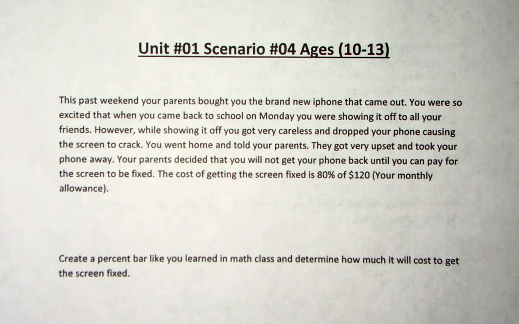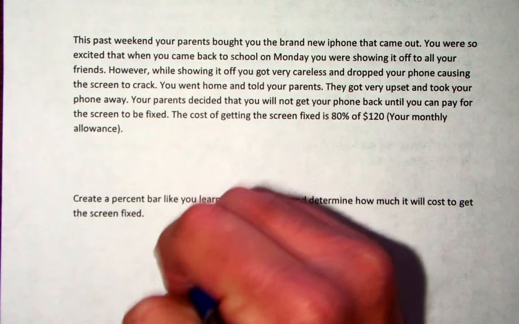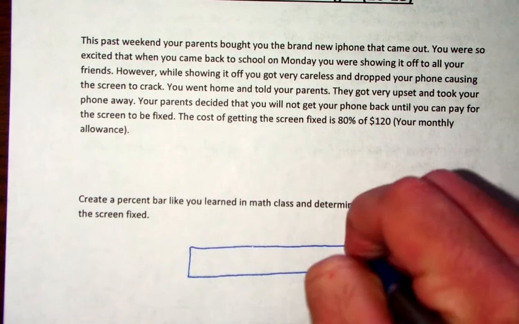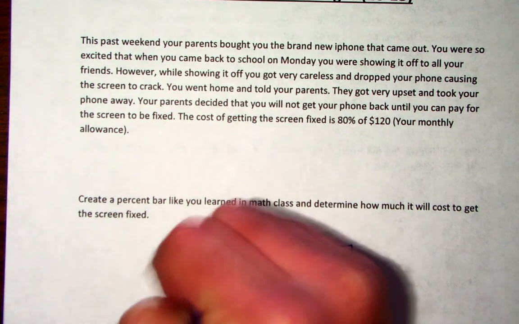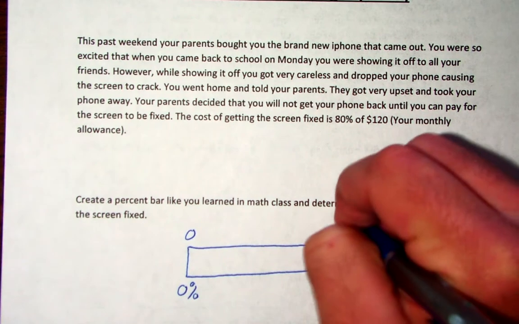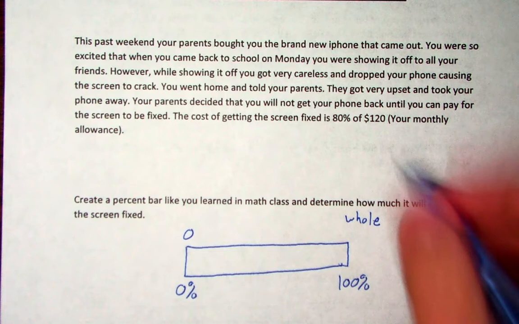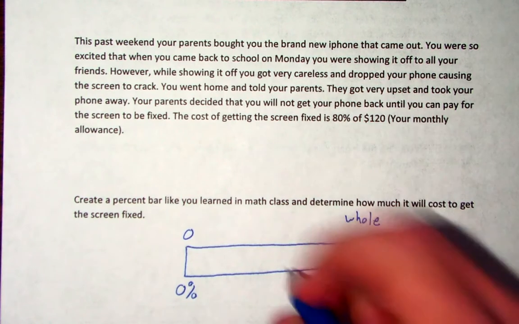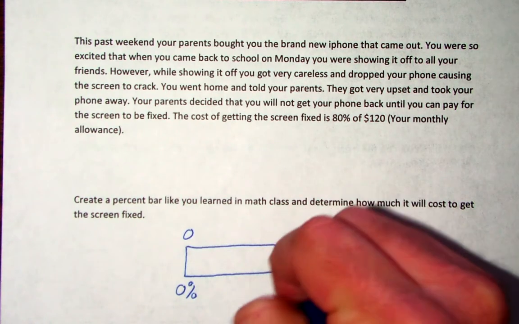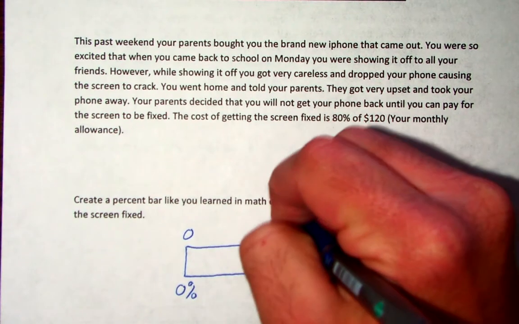Now right here, create a percent bar like you learned in math class and determine how much it will cost to get the screen fixed. So here's your nice little percent bar. Now it says it's going to cost 80%, so it gives us a percent. Now remember here on the top, it's going to be your parts and your whole.